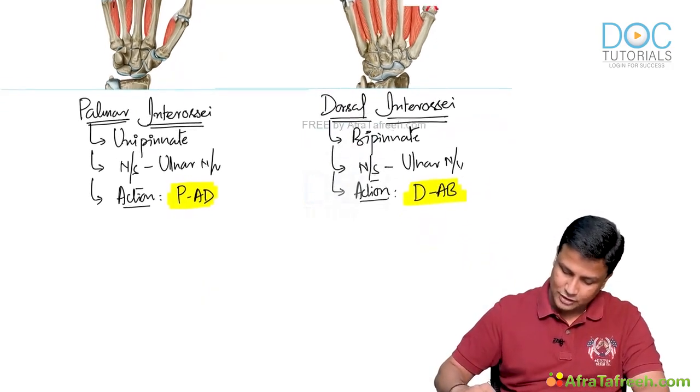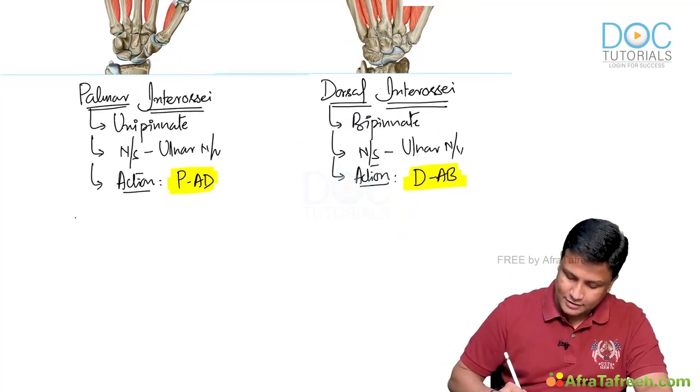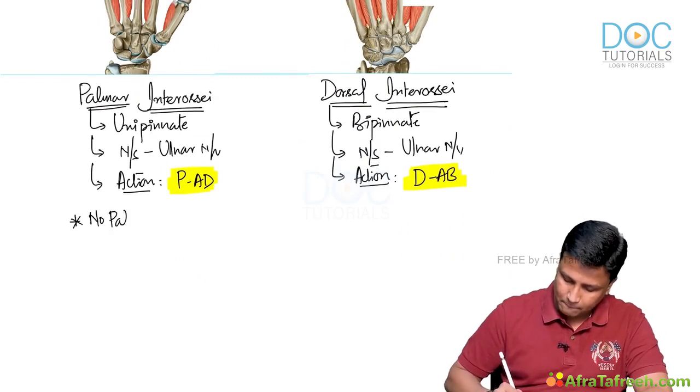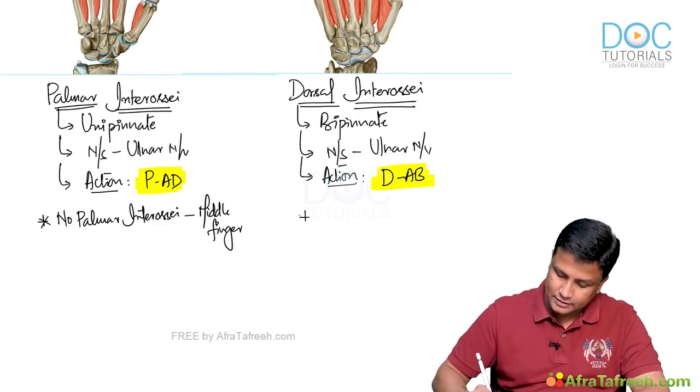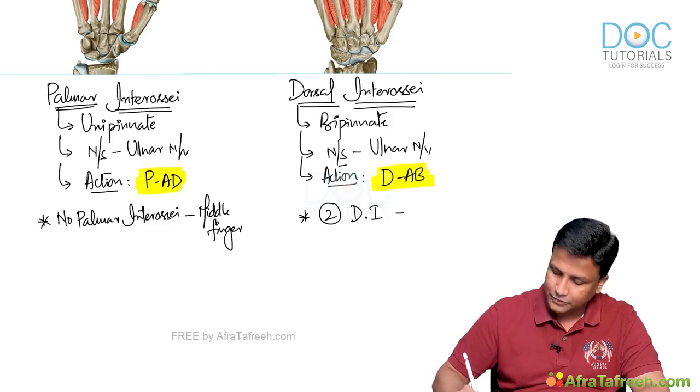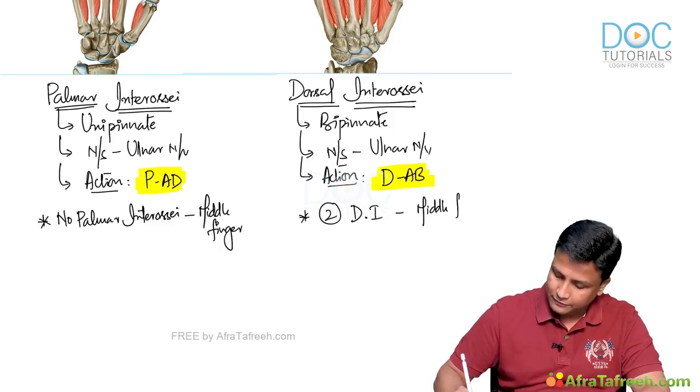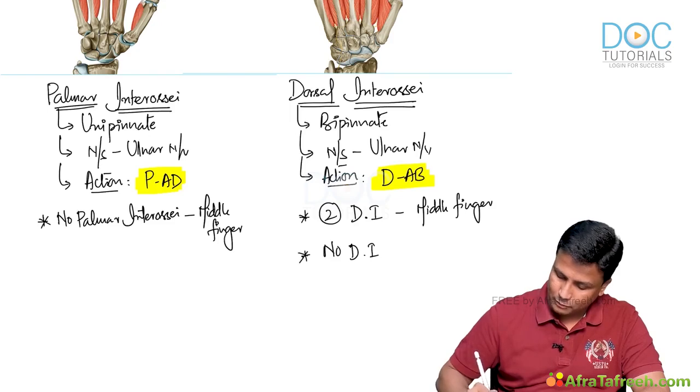So let us make a note of this one. That's something important, guys, recently asked in the exams. So no palmar interossei. On which finger? It's your middle finger. On the middle finger, there is no palmar interossei attached. But on the other side, yes, there will be 2 dorsal interossei. I'm just writing in short here, dorsal interossei. On which finger? Middle finger. But there will be no dorsal interossei. Another important point.